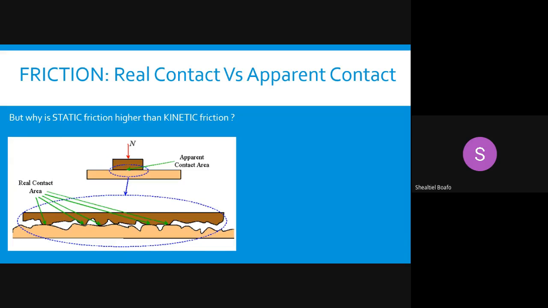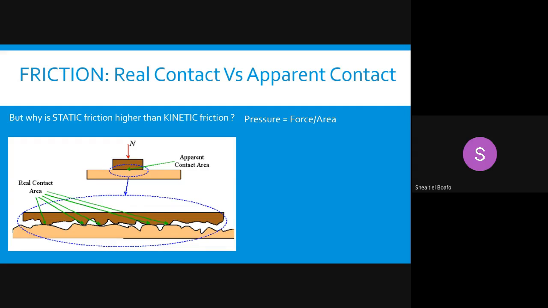Okay, so we have here the real contact and the apparent contact and how to present it. The apparent contact is the kind of contact we see with the eye unaided, and the real contact is what we see at the microscopic level or with the help of a microscope. It's as simple as that; you don't have to write any essay.